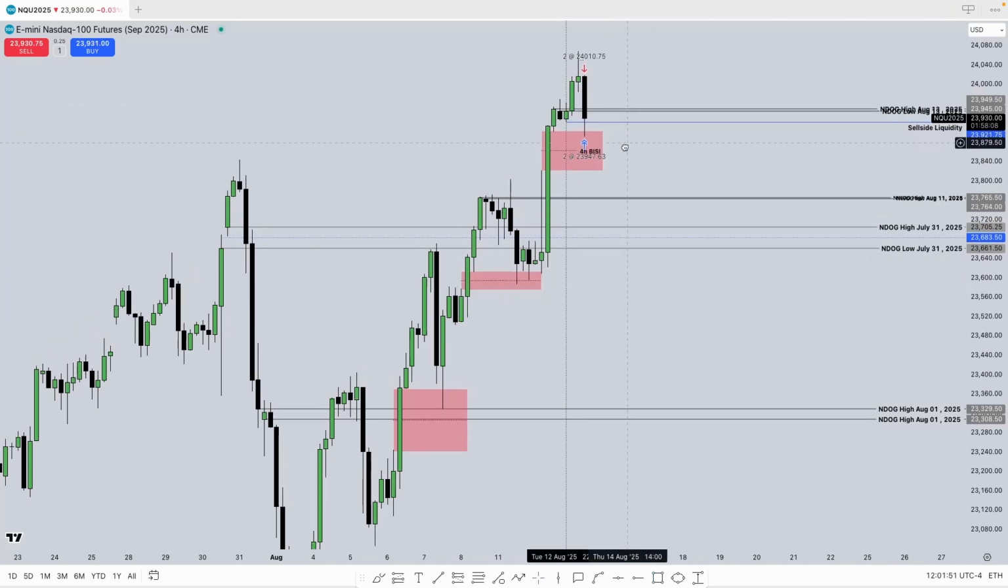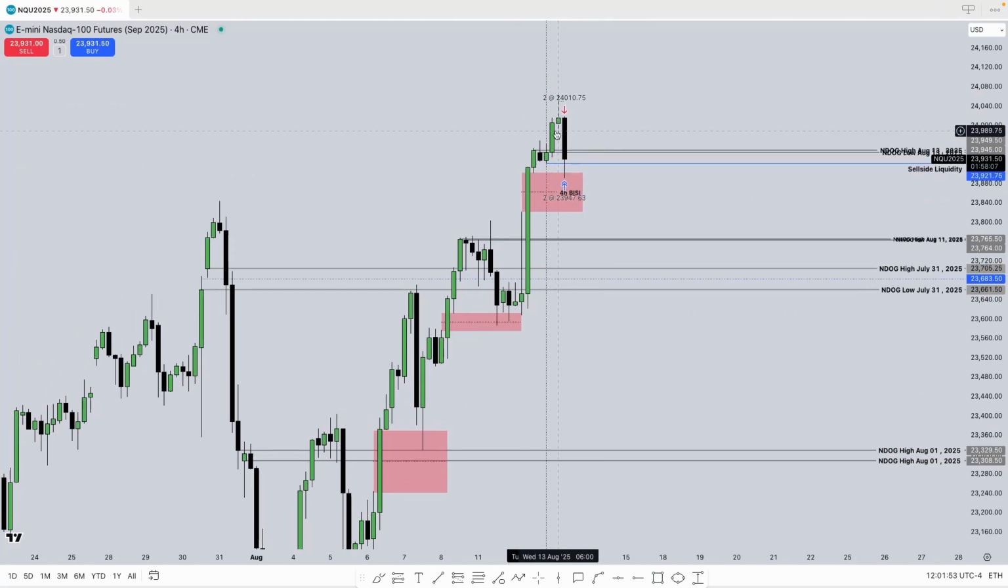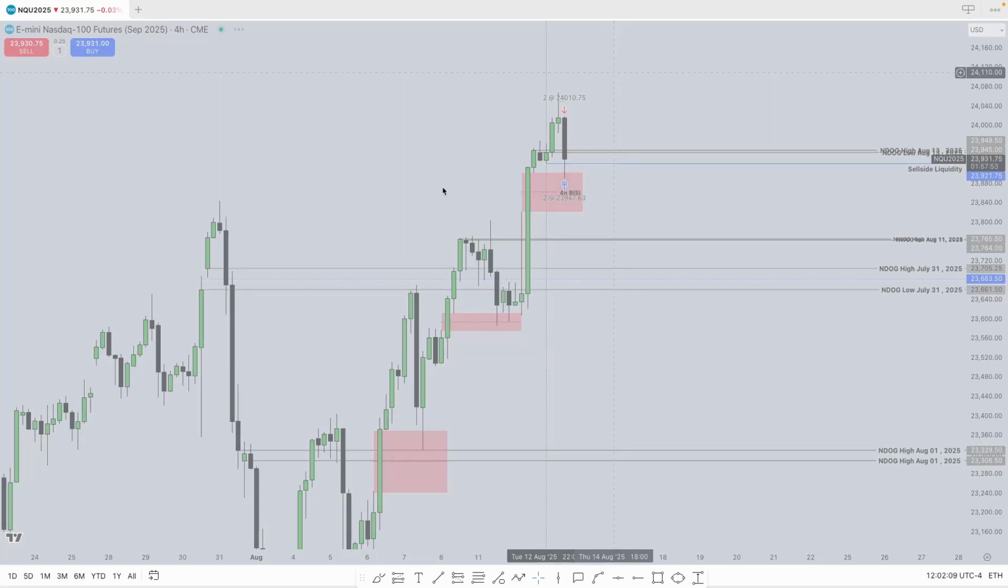And now what I wanted to see for today is if price would retrace back inside this range and potentially continue higher. Remember, when you're trading at the all-time high, you don't want to pick a top, so you should be careful with that. Now let's move to the 1-hour chart.